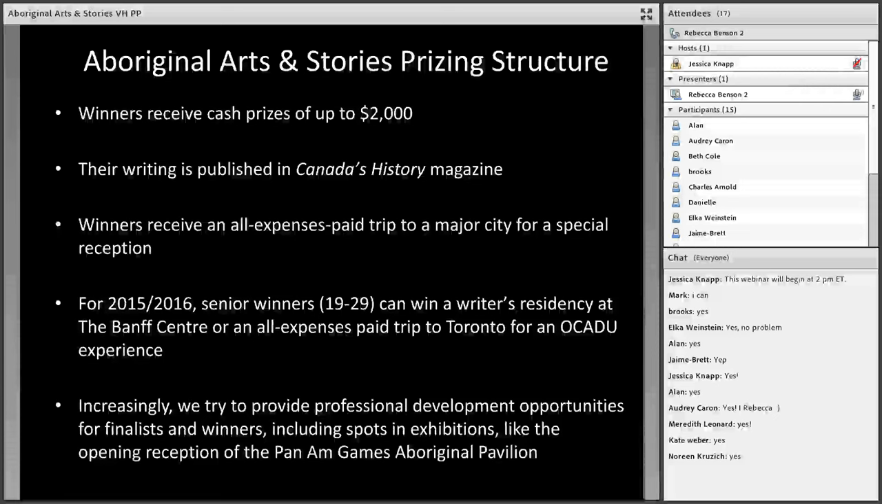And the way that we entice the youth is through a really wonderful prizing structure. Our top finalists receive cash prizes of up to $2,000, and then it's gradations of amounts that go down from there. Their writing is published in Canada's History magazine. Winners each year receive an all-expenses paid trip to a major Canadian city for a special reception. Last year it was in Toronto. This year it's going to be in Hamilton.